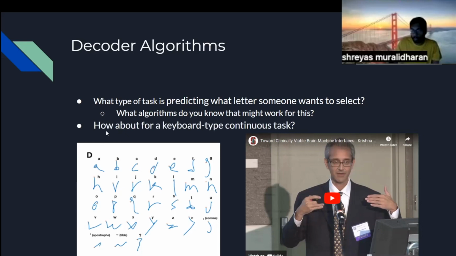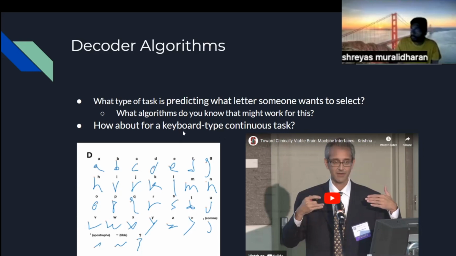And then how about for a keyboard type continuous task? I kind of gave this away. What type of task is that? Okay, Drew. What does that mean exactly? So we've talked about 2 different types of tasks in our class, right? One of them is classification. In classification, we input some data and then we output, in this case, 1 of 26 possibilities.